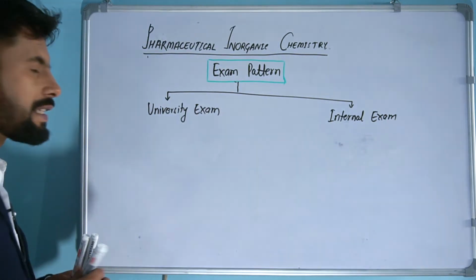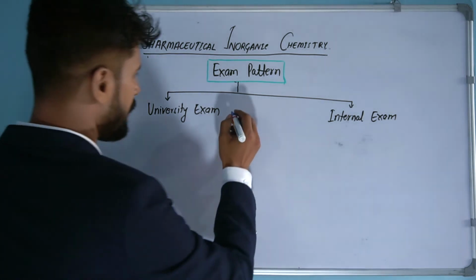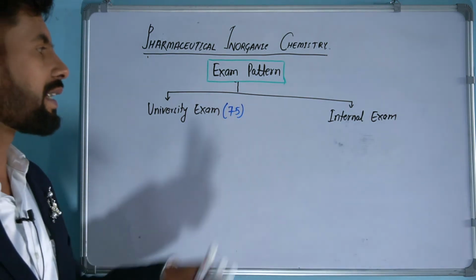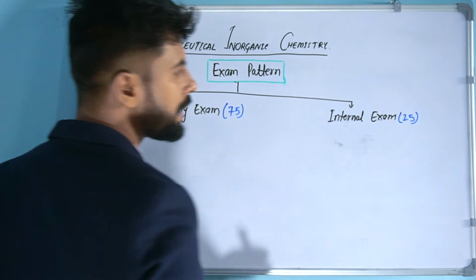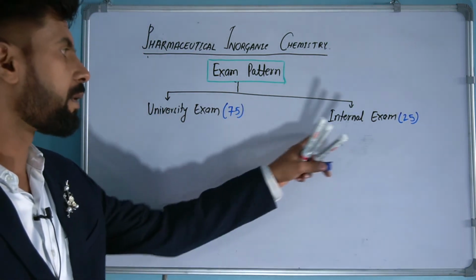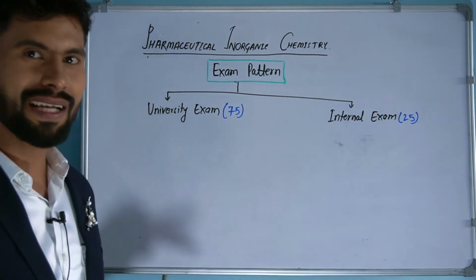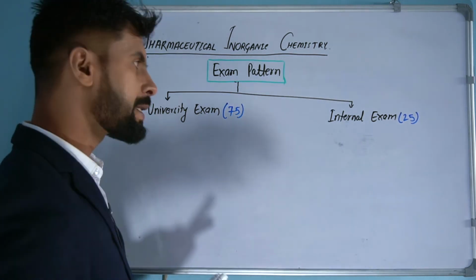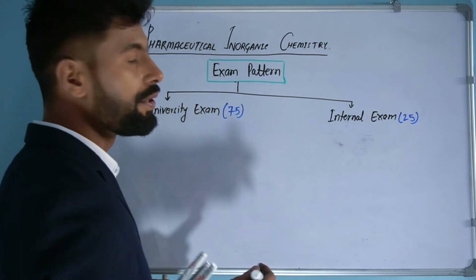Okay, so if you see university exam, that will be conducted at the end of the semester, and that carries 75 marks. Whereas internal exam will carry 25 marks and it will be conducted in your institute, and your institute will provide these marks. It does not mean that because you have taken admission you will get the marks. No, you will get these marks based on your performance, your exam, your behavior and everything, your attendance.